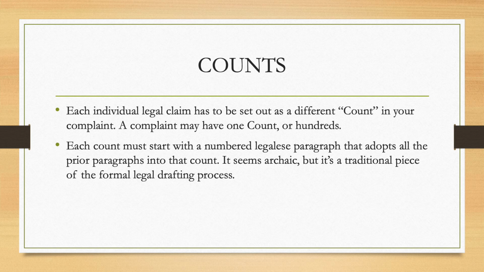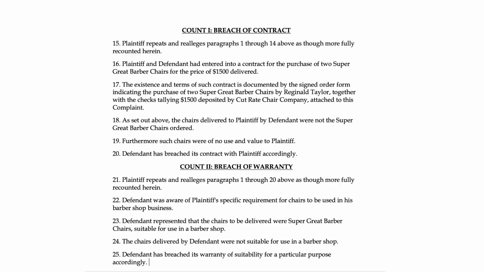Each count starts with a numbered legalese paragraph that adopts all the prior paragraphs into that count. That's one of those archaic legal traditions, but it's part of the formal legal drafting process. And you'll see that on the next slide where I set out 2 counts. Here you see, continuing on with the saga of the super great barber chairs, count 1, breach of contract, and count 2, breach of warranty. Each starts by saying, plaintiff repeats and realleges paragraphs 1 through whatever the paragraph was that you stopped at, above as though more fully recounted herein.